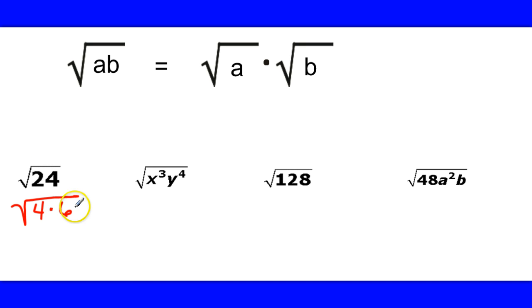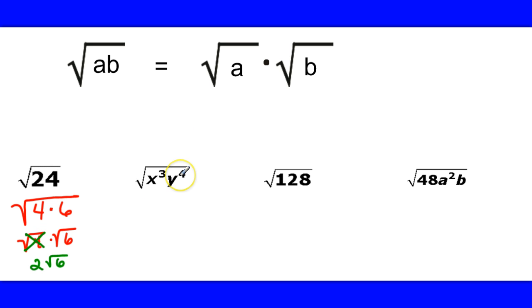Now, you can leave it like this and just mark through the part that's a perfect square and take it out, take the square root, or you can rewrite it as the square root of 4 times the square root of 6. You'll see that's that product property up there. Okay, the square root of 4 is 2, so this becomes a 2, and reduced, this is 2 radical 6. And that's it. That's all there is to this.